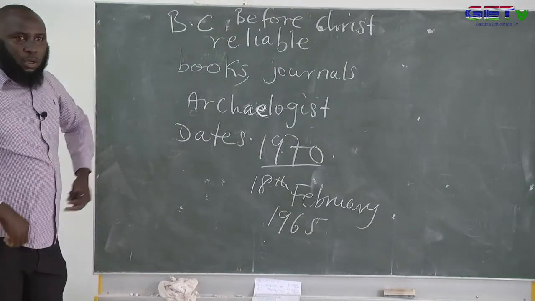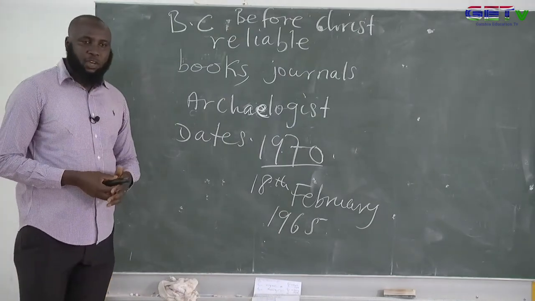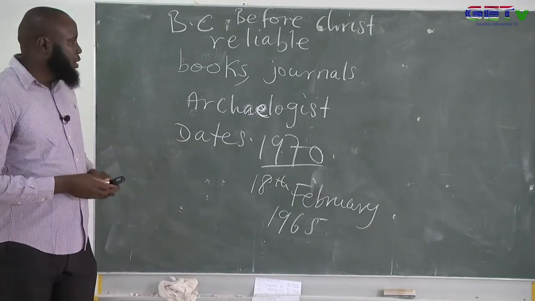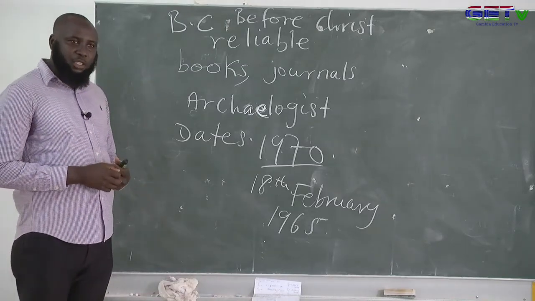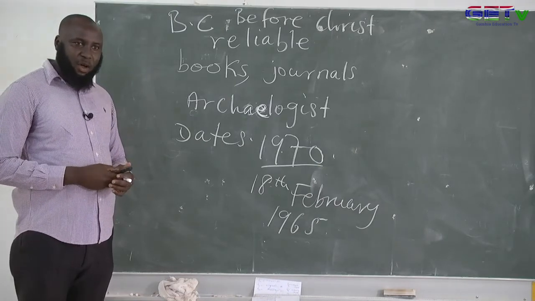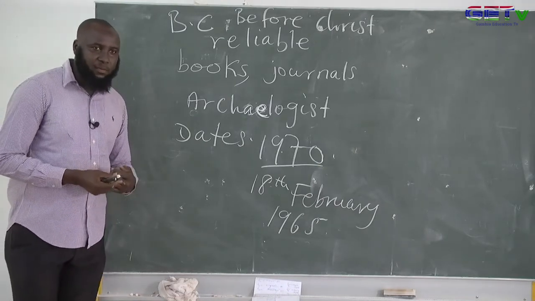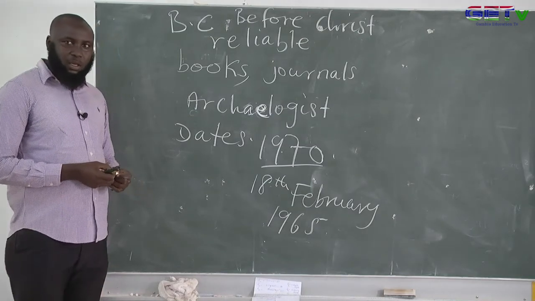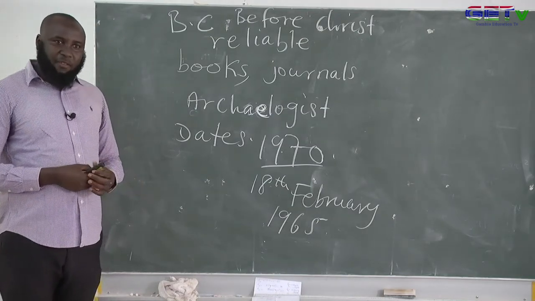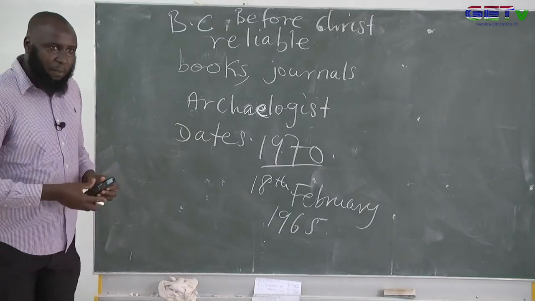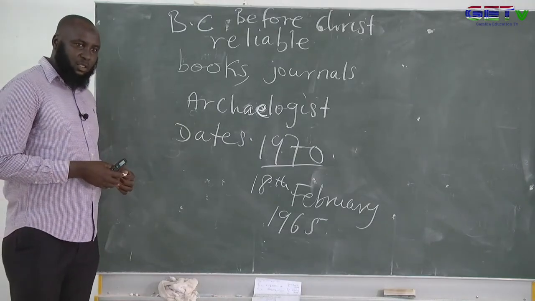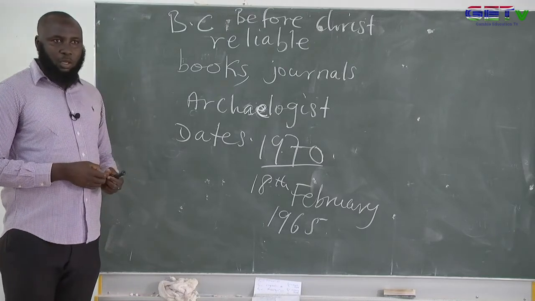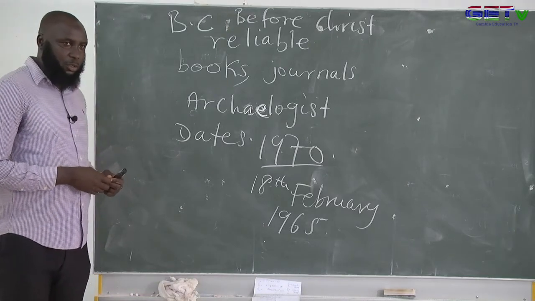Before Christ. For example, 500 BC is 500 years before the birth of Jesus Christ. 500 BC simply means 500 years before the birth of Jesus Christ. This is also used in the study of history.